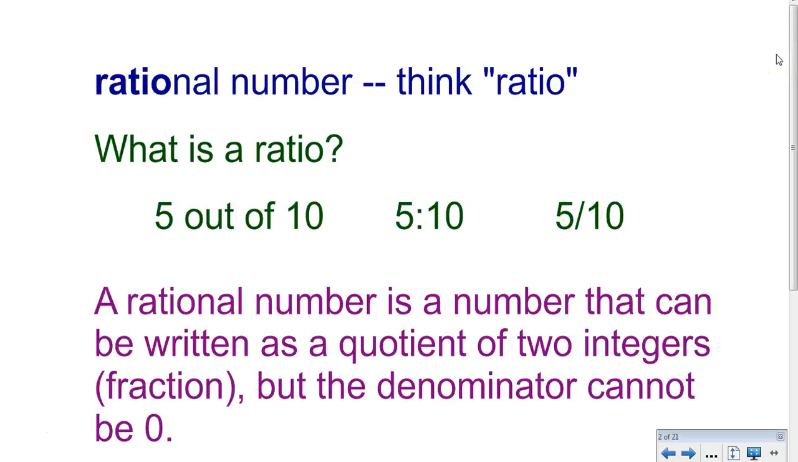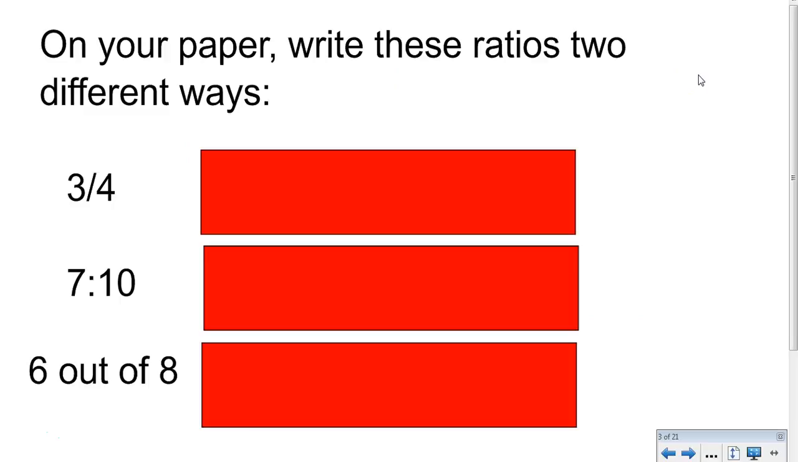A rational number is a number that can be written as a quotient of two integers. This is the same as saying a fraction, but the denominator in this fraction can never be 0. On your paper, write these ratios two different ways. Please pause the video, write your answers down, and then restart the video.